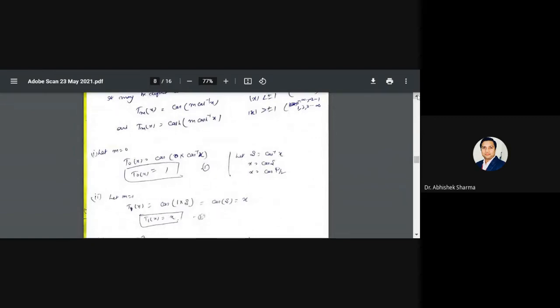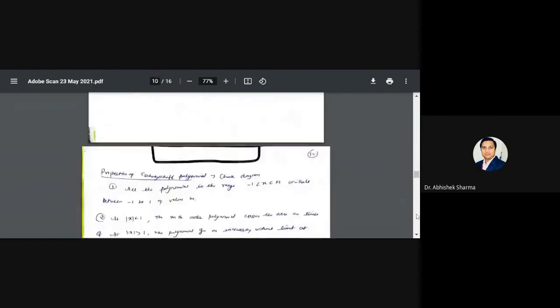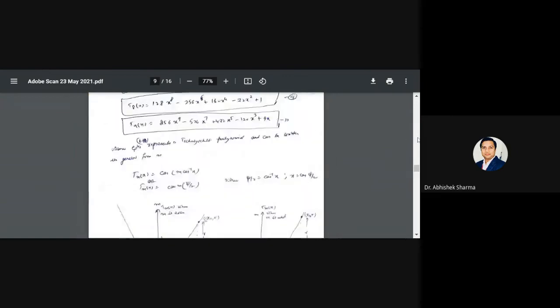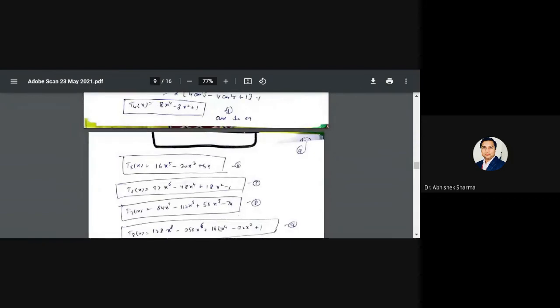So if we put cos of m delta equal to 0, then we can find out the value of delta, that is this one. So from here, now this was the first part to find out a Chebyshev polynomial.